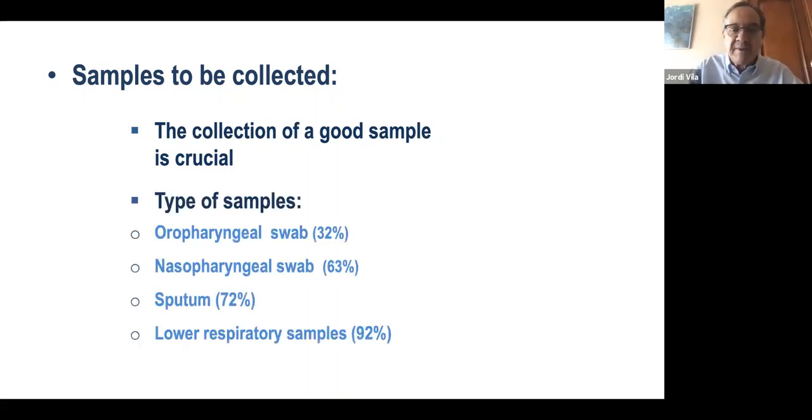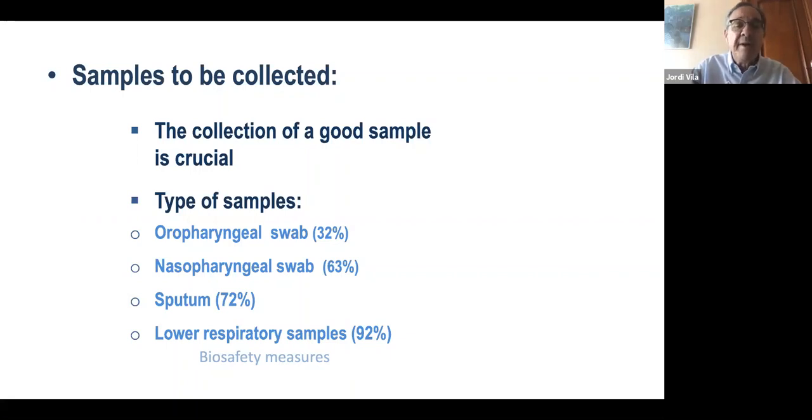There are several samples that we can collect. One of them is the oropharyngeal swab. Another one is the nasopharyngeal swab, or sputum, although not many patients are generating sputum. And finally, the lower respiratory samples. To collect these kinds of samples, we need to use biosafety measures so that the people taking the sample are protected from being contaminated.